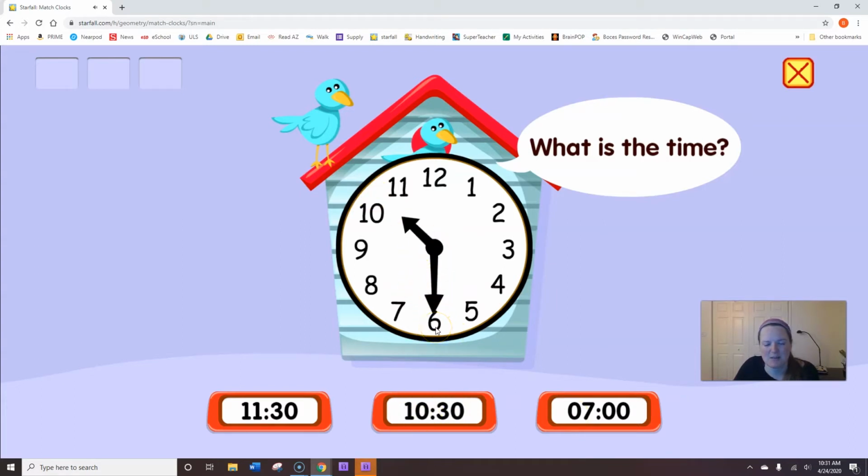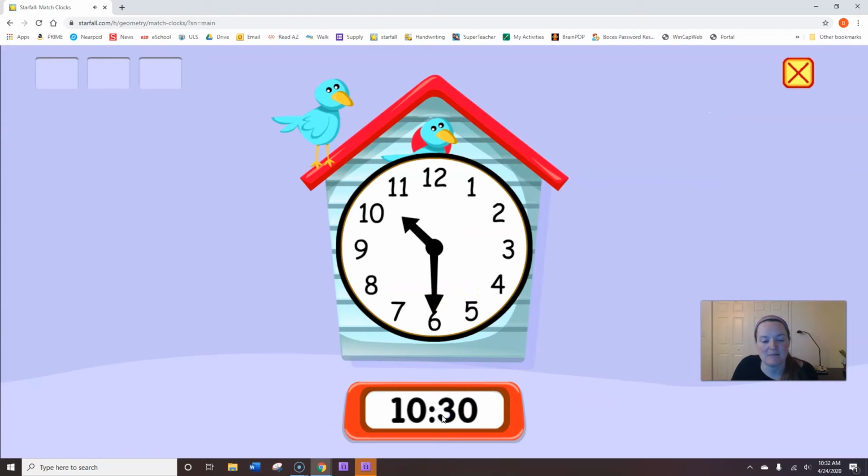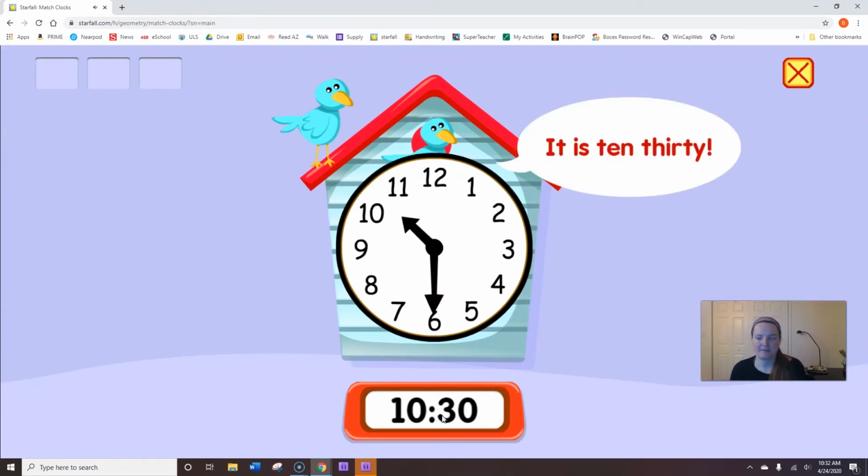But now what does this mean if it's pointed at the 6? I have to count by 5s. 5, 10, 15, 20, 25, 30. This clock shows 10:30. Can you count by 5s with me? 5, 10, 15, 20, 25, 30. 10:30. Yay! It is 10:30.